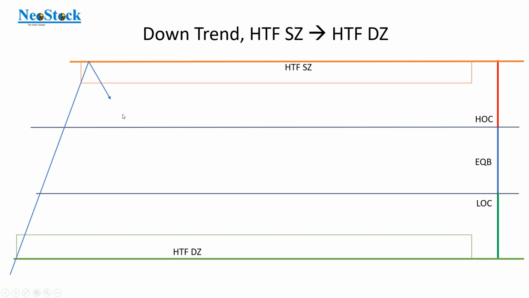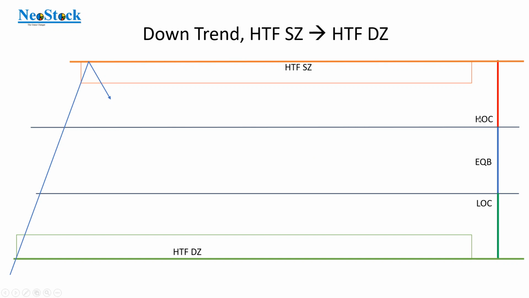Okay, at this point of time, what is the trend? Let us assume the trend is a downtrend. Now what is the price direction, HTF price direction? HTF price direction is HTF supply zone to HTF demand zone. Now curve doesn't play any role.